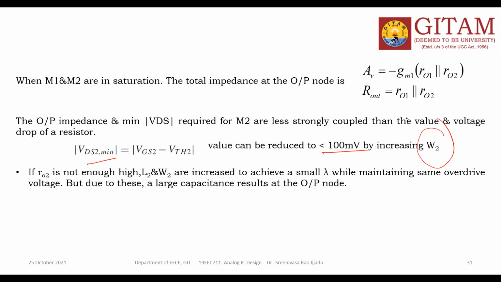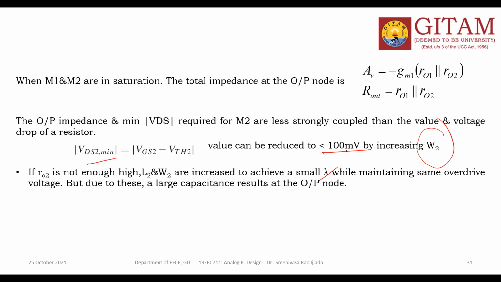The channel length modulation coefficient is negligible because when L is increased, it becomes a long channel device. It's not a short channel device. So whenever L2 and W2 are increased to achieve a small value of the channel length modulation factor lambda, we do so by maintaining the same overdrive voltage.